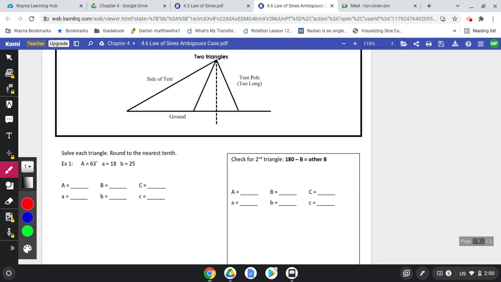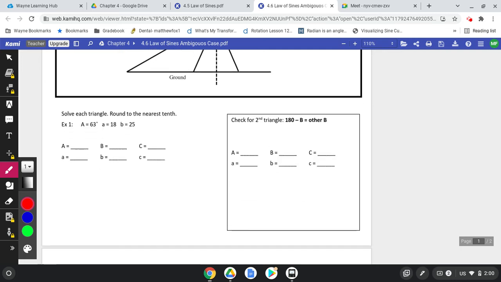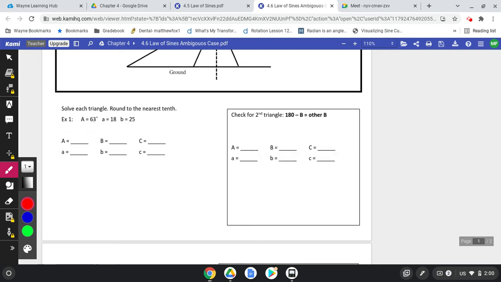So last time we did this, we would draw triangles. Today, we don't know which of those cases it is, so we are not going to draw a triangle. We're just going to kind of explore. So the first thing we need to do is write down the information we know. We are told that angle A is 63 degrees. We know that little a is 18. We know little b is 25.